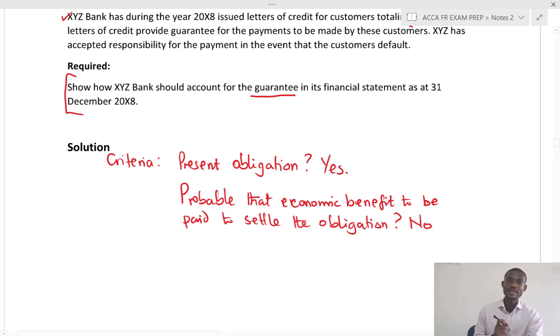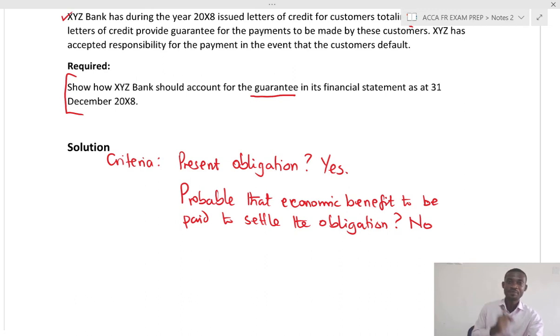XYZ Bank's responsibility only comes in when the customer defaults. So it is conditional on future events happening which is outside the control of XYZ Bank. And that clearly is the definition of a contingent liability. So for a contingent liability, the outcome of these future events which will necessitate the payment are outside the control of XYZ Bank. So it is only conditional if the customers default.